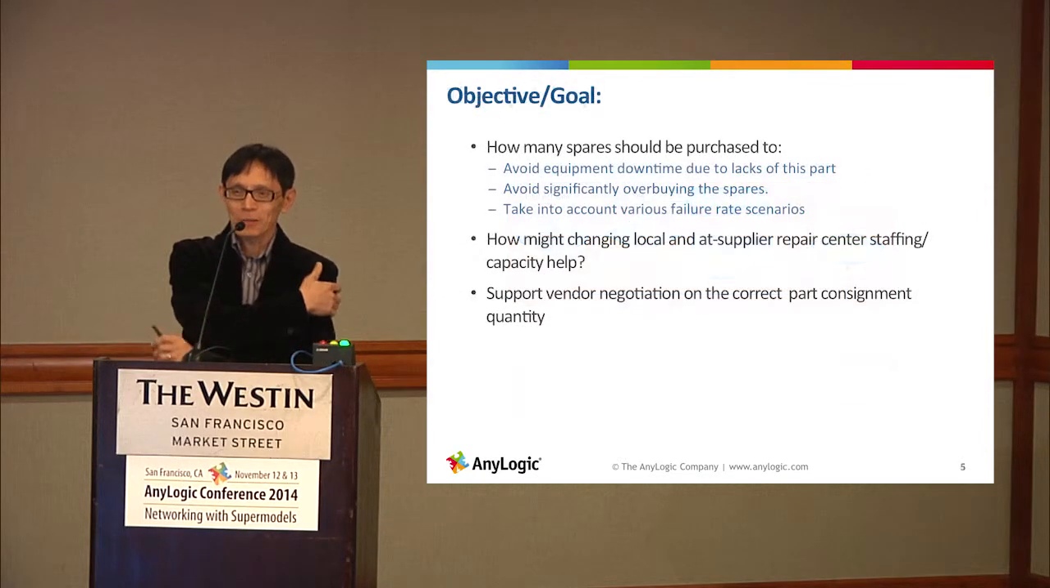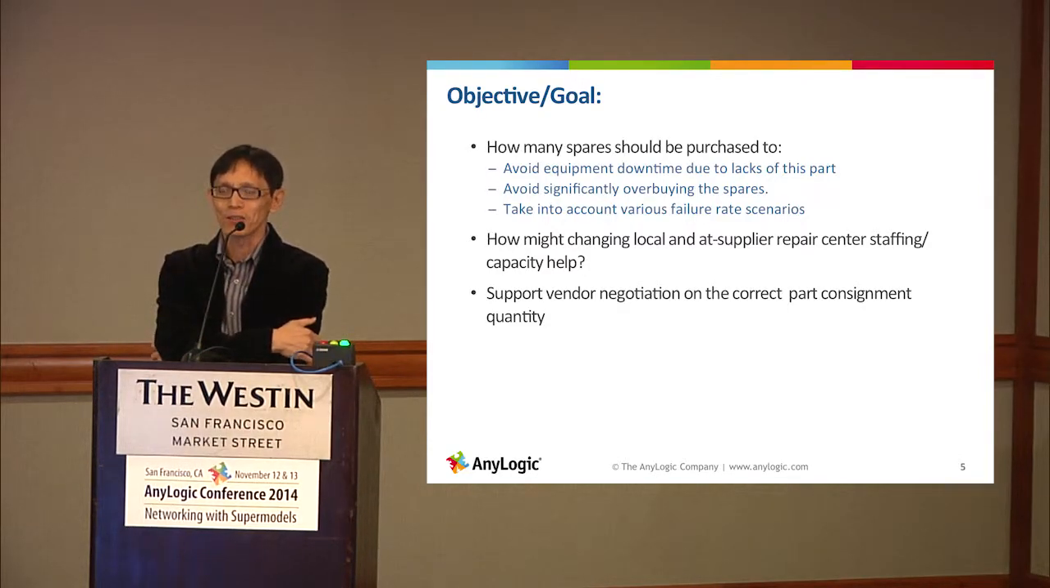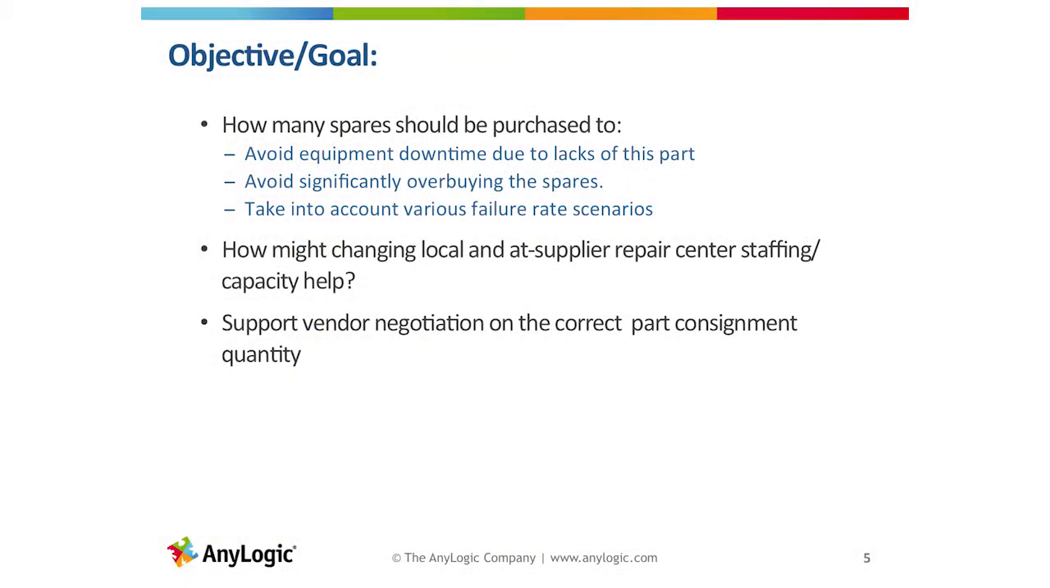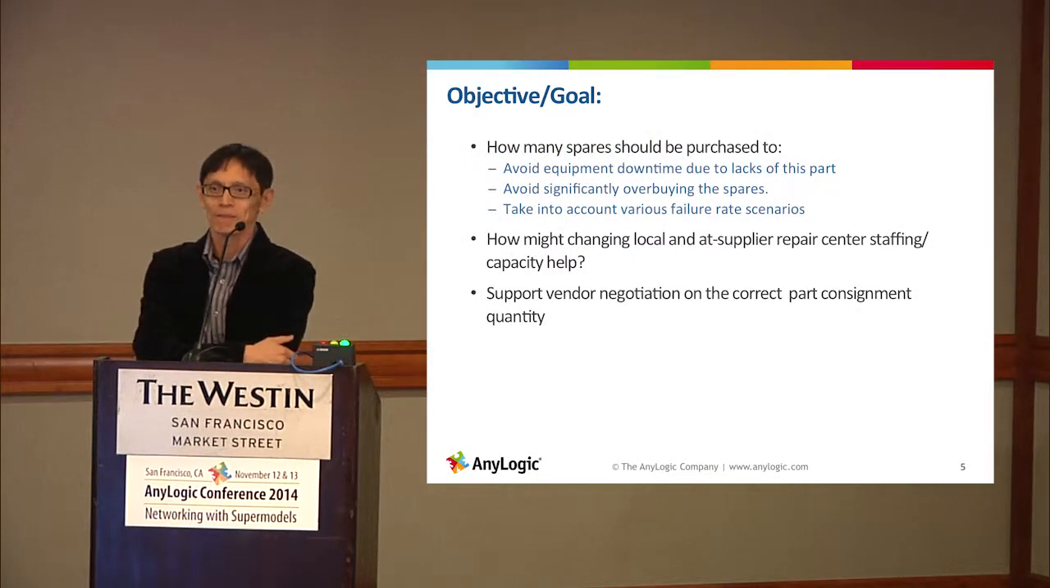Right. So once we understand the problem, we define a goal. With the commodity manager, we basically want to know how many spare parts we have to purchase to avoid equipment downtime, and also we don't want to overbuy these spares because the part is very expensive. They also want to know, what if we can improve the failure rate? What does it impact on the overall available parts?